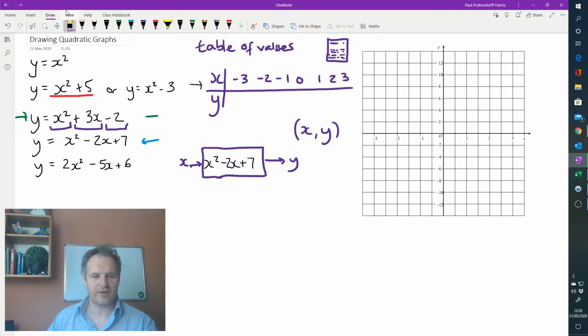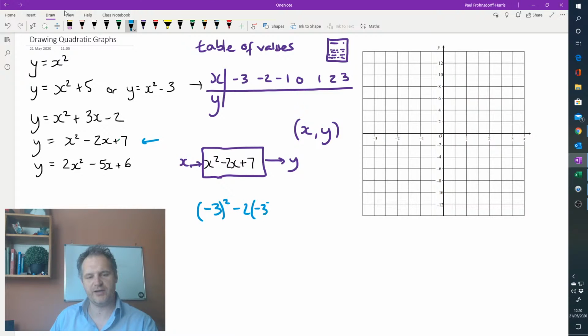Get rid of all of this now. We're just focusing on the light blue one. So, I think for minus 3, it's going to be minus 3 squared minus 2 lots of minus 3 plus 7. That's what I would type into a calculator. So you type this into the calculator, and then you press the up button and change all the minus 3s to minus 2s.